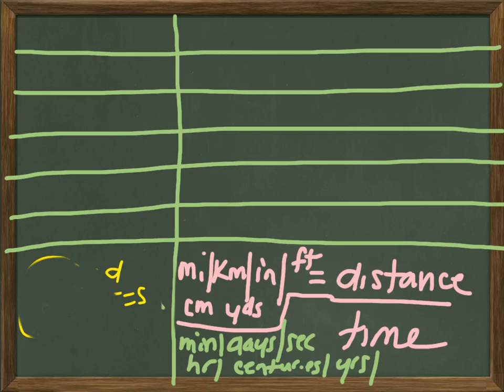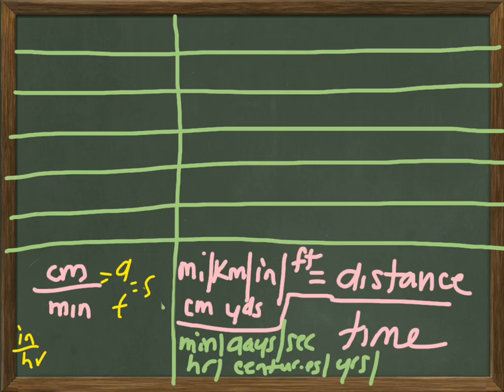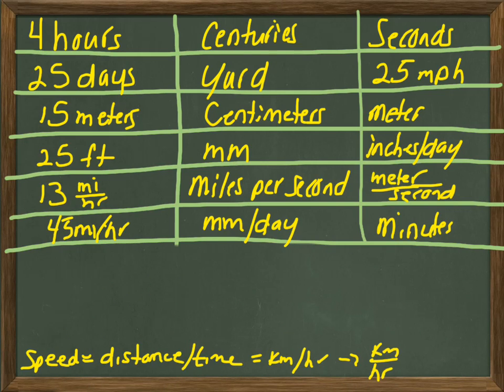Okay, how about one more? Let's say centimeter over a minute. Okay, so centimeter is a distance, all right? And minute is a time. That equals a speed. So anytime you have any of those things, inches per hour, or kilometers per year, or whatever per whatever equals a speed. Okay, good.